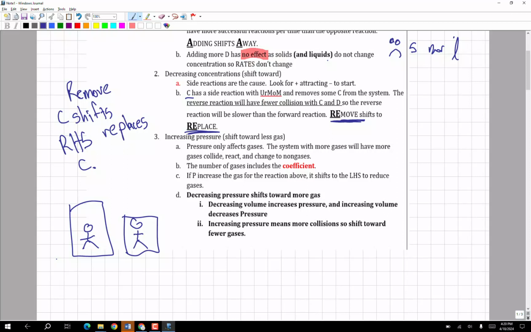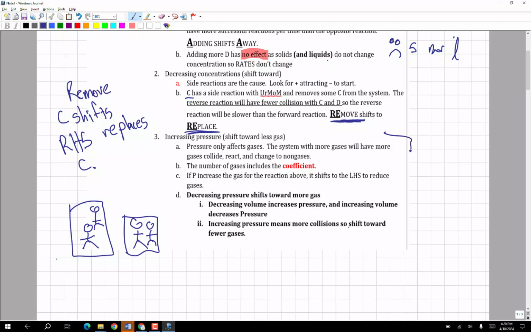So an increase in pressure will shift towards less gas. If I have two people in here and the room got this small, guess what? I'm not going back to jail again. I don't like being that close to people. I am antisocial, which is how I got in jail to begin with. Just kidding. I passed my background check. I was not in jail.